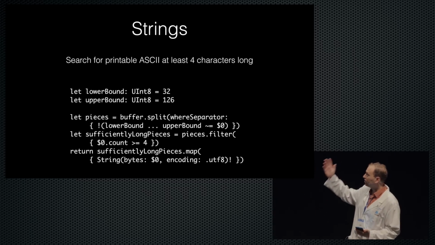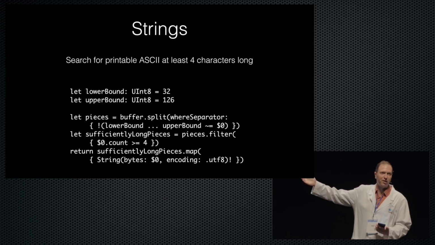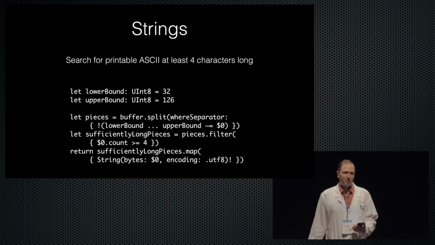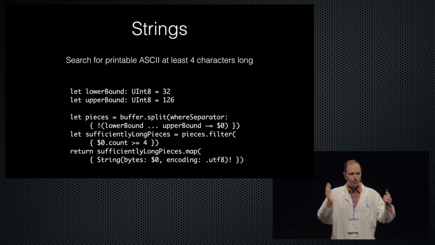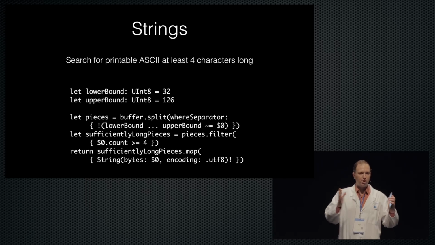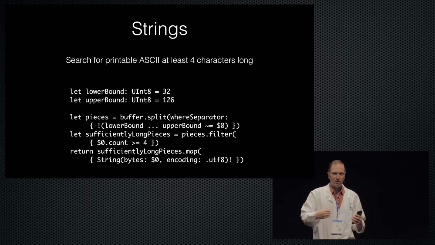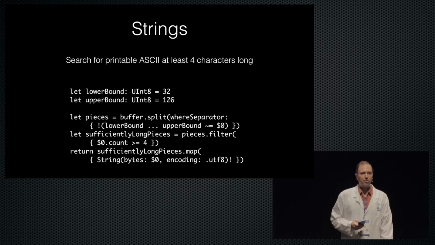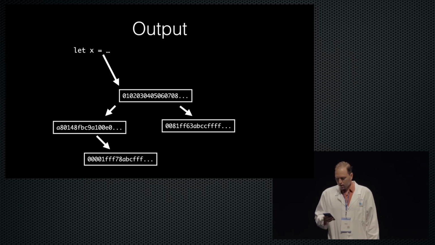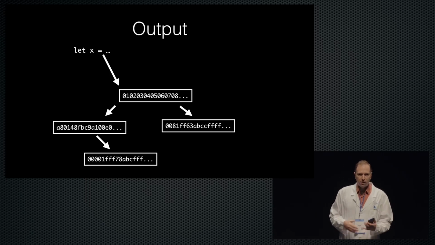And this is code that just goes through and implements that heuristic here. You give it an array of bytes, and it goes through, it splits that array into chunks of contiguous printable ASCII characters, and then filters out all the short ones and gives you back the long ones. So we can run this on the byte arrays that we get out of the scanner to see what's going on in them.